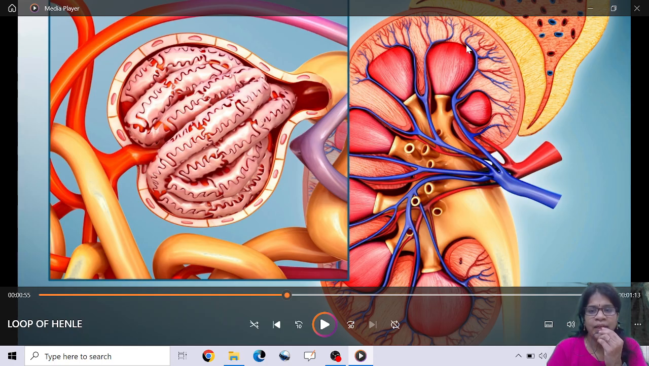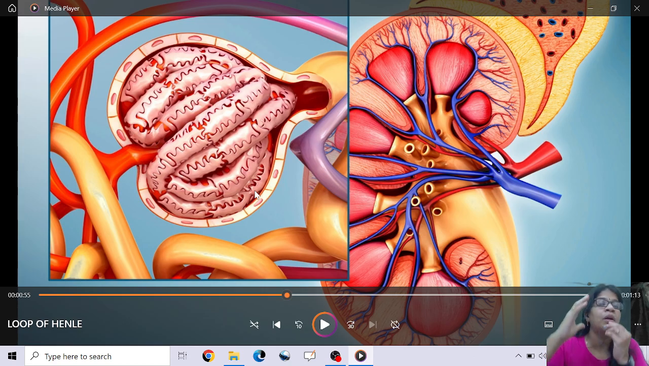So when it passes through it, you have your Bowman's capsule. This is the Bowman's capsule, or I can say it is the main part of your nephron. Nephron starts with the Bowman's capsule and ends with the collecting tubule from where the urine comes out. So blood has to pass through each and every nephron.